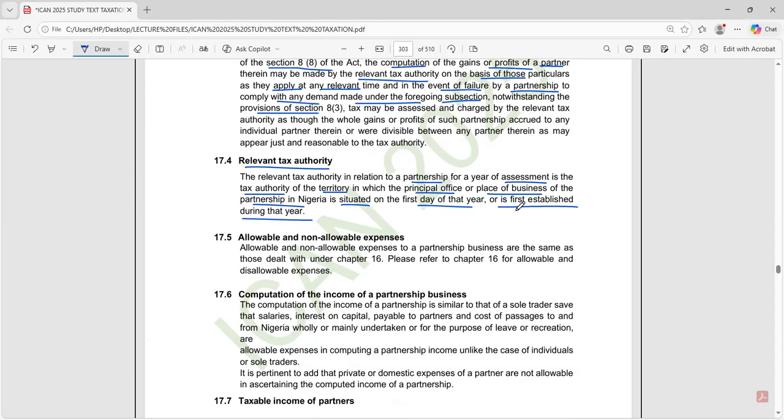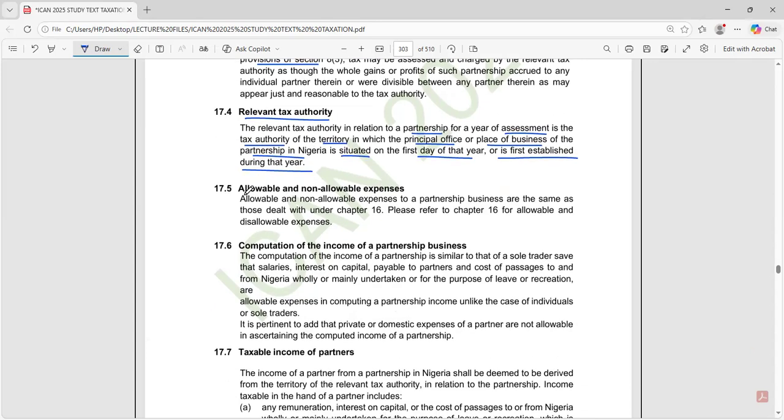Okay. All right. Then let's look at the allowable and non-allowable expenses. You know, it's a business. Partnership is a business. I mean, for the purpose of making profit. One question that I usually ask is that they'll tell you to distinguish between partnership and joint venture. Understand? Partnership and joint venture. You can check that up. It's in your accounting textbook too. It's not a big deal.